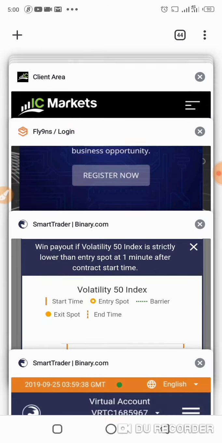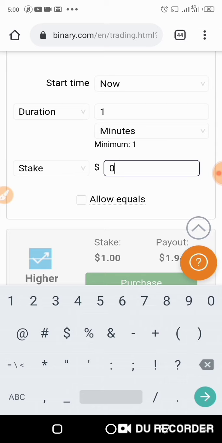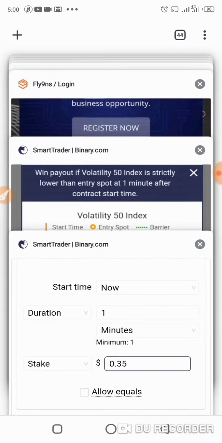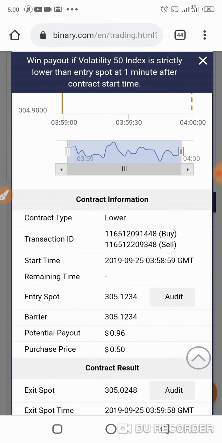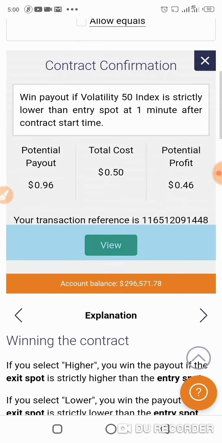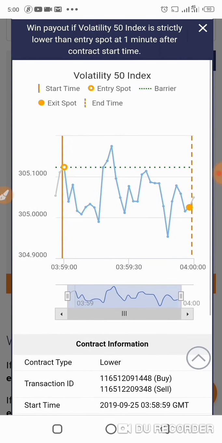I need to come back here and take the stake back to default, which is 0.35. You can see that this one was a win, and we have gotten back our money. This is how it is. You can see that it's very simple. This one was a win, and we have gotten back our money.